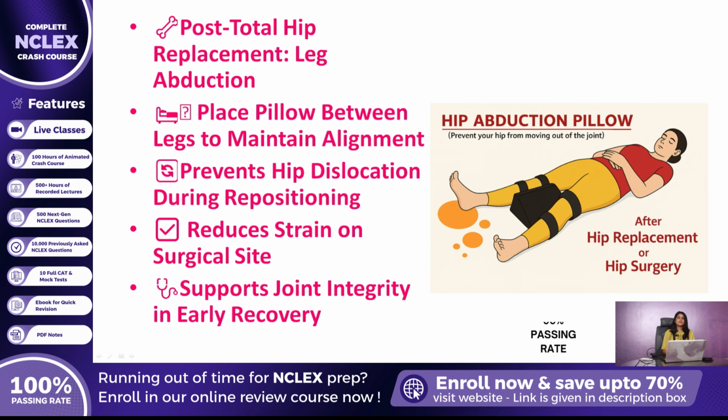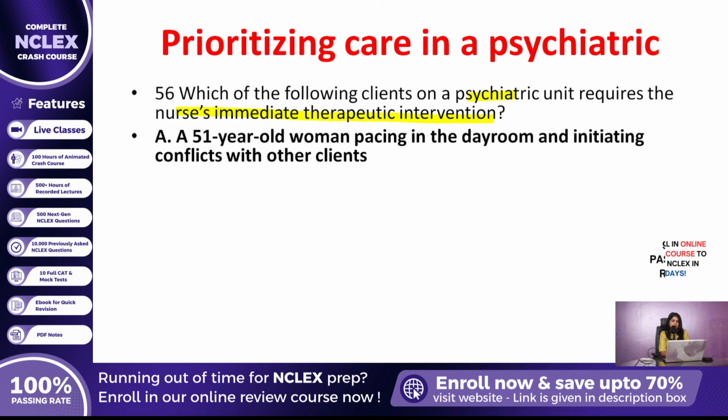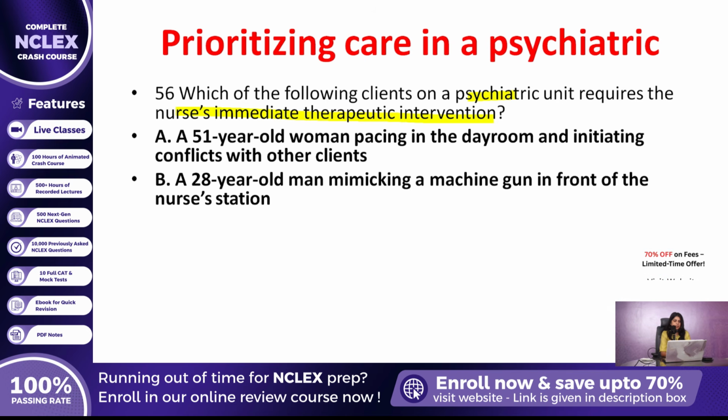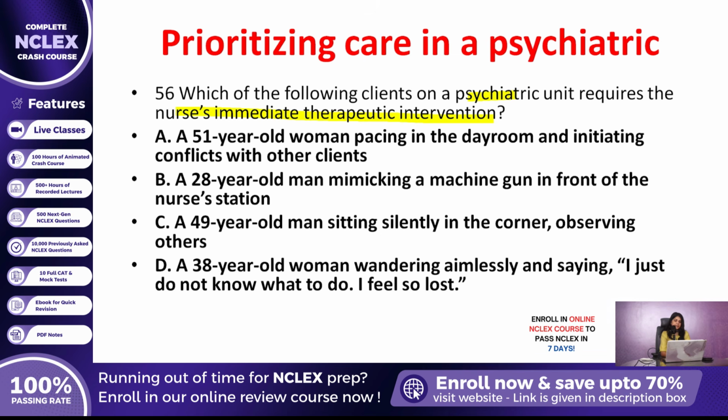Let us now address question number 56, which focuses on prioritizing care in a psychiatric setting. The question is, which of the following clients on a psychiatric unit requires the nurse's immediate therapeutic intervention? The options are A. A 51-year-old woman pacing in the day room and initiating conflicts with other clients. B. A 28-year-old man mimicking a machine gun in front of the nurse's station. C. A 49-year-old man sitting silently in the corner, observing others. D. A 38-year-old woman wandering aimlessly and saying, "I just do not know what to do. I feel so lost." The correct answer is option A.